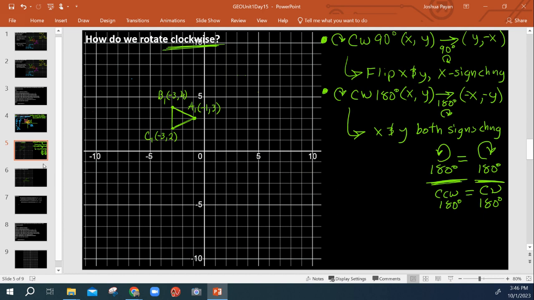That does it for this video as far as rotations clockwise, 90 degrees versus 180. We'll sum everything up in, what would that be, a fourth video as far as 270 and 360.